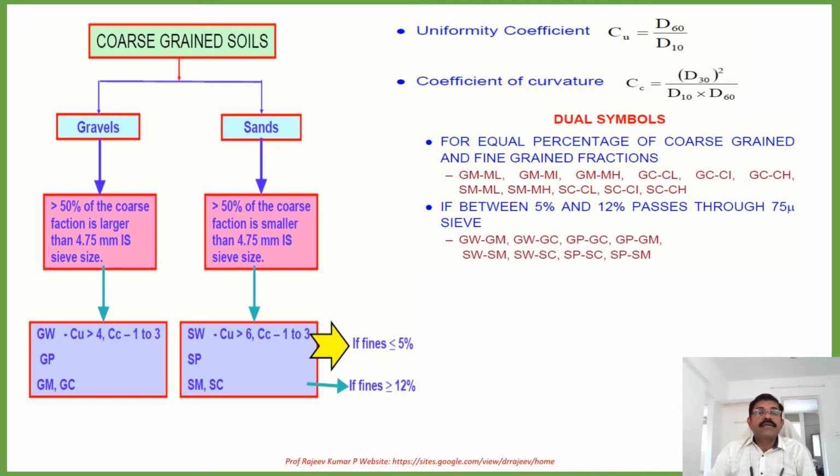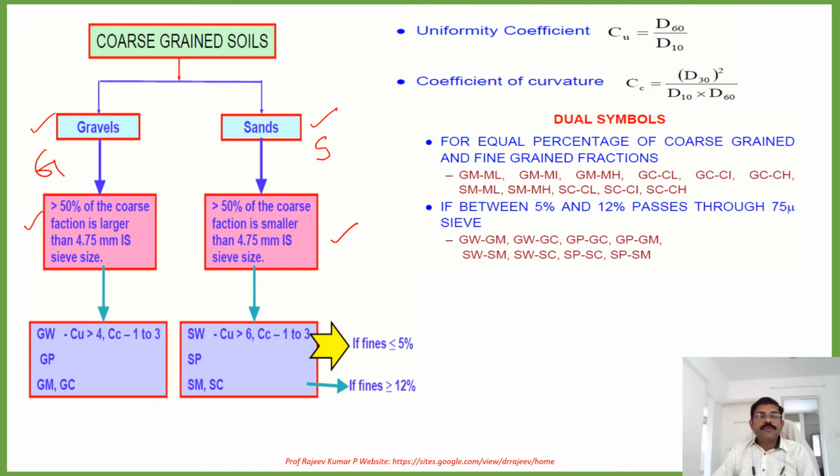As I mentioned, if more than 50% of the coarse fraction is larger than 4.75 mm, that is, it is retained on the 4.75 mm sieve, then it is termed as gravel, with capital G. If more than 50% of the coarse fraction is smaller than 4.75 mm, that is, it passes through 4.75 mm, it will be defined as sand, with the letter capital S.